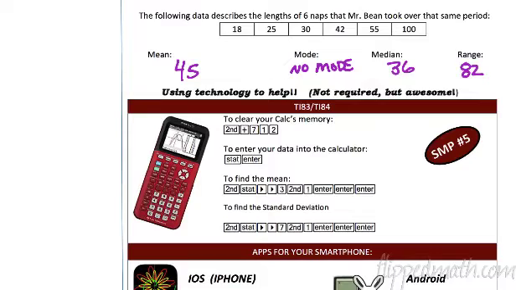Okay, so I'm back, and I'm going to be honest. I used my calculator, and I got a mean of 45. There's no mode. I don't need a calculator for that. The median is 36 because I got to go between these two values right there. And the range is 82. I subtract the lowest from the highest.